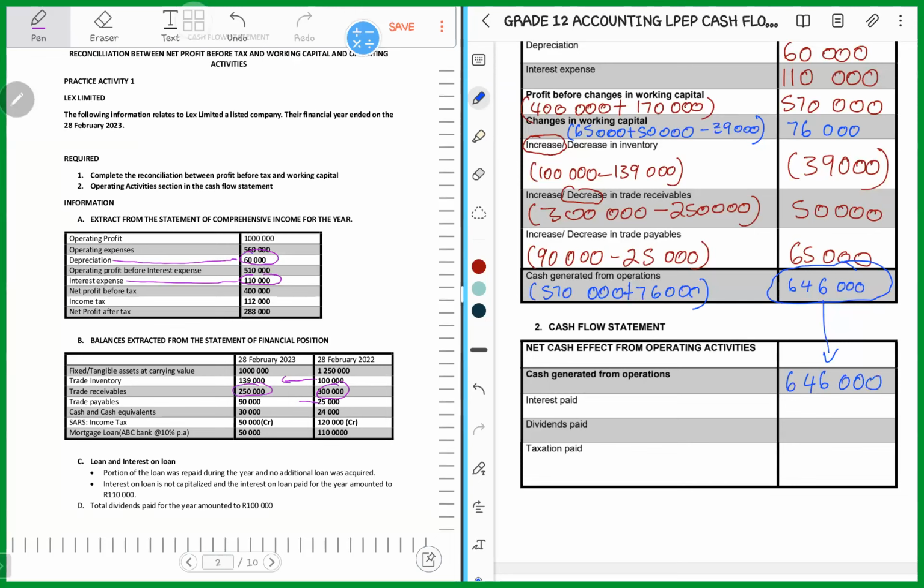Okay. Then now we have to do what? We have to record the interest that was paid for the year. Remember earlier on we adjusted the interest expense. Now remember our interest expense can include the interest that was either paid or not paid. But then under the net cash effect from operating activities, we only want the interest that was paid. I hope that is clear.